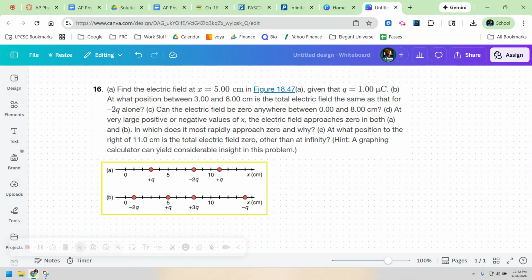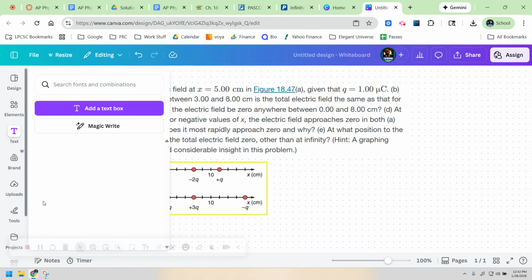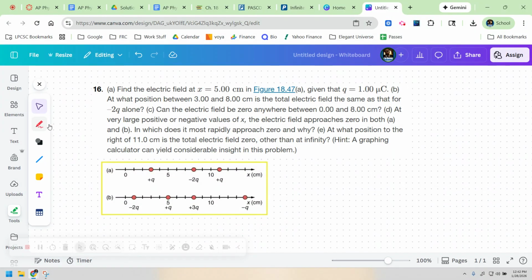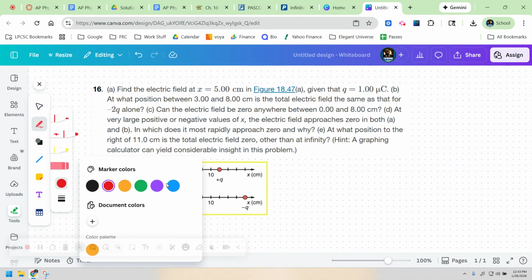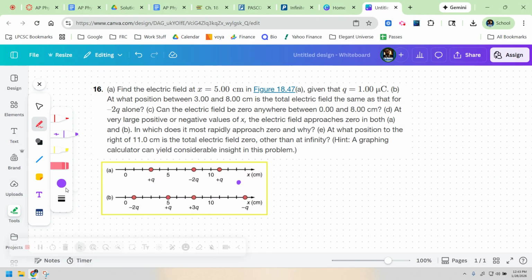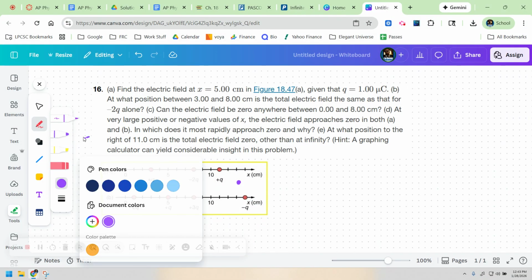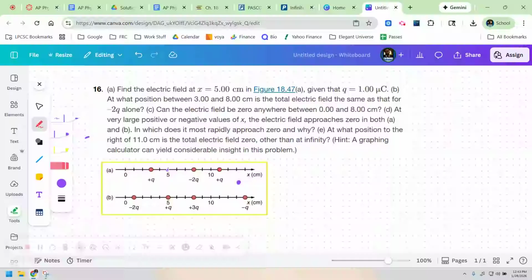So A says find the electric field at x equals 5 centimeters. And let me change the color here. Let's use purple. Oops, that's not the color I want. That's the color I want. All right, so we want to know what's going on here.